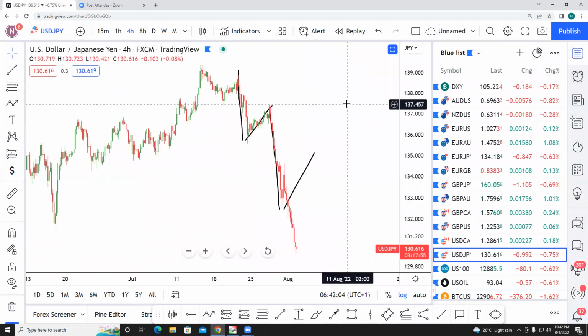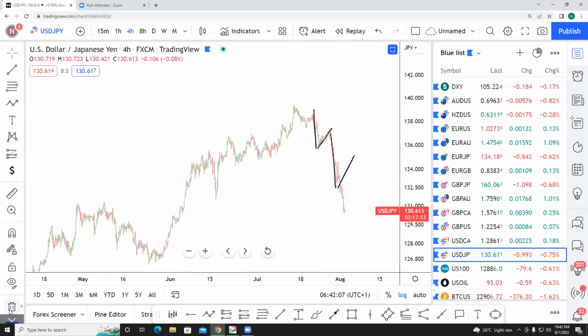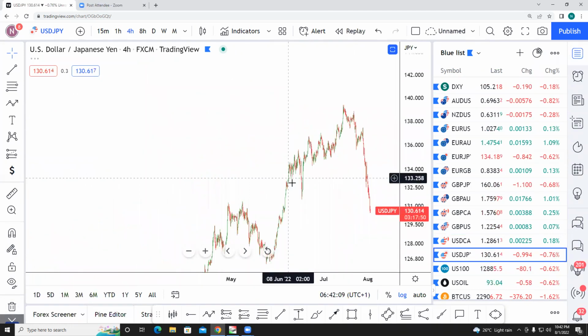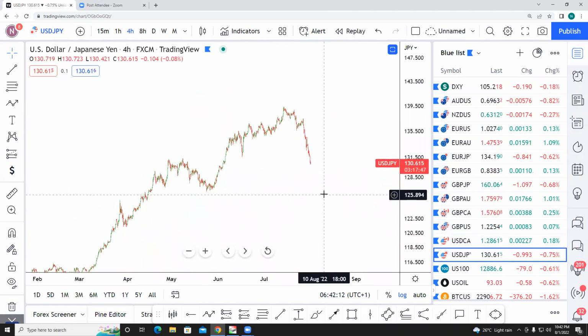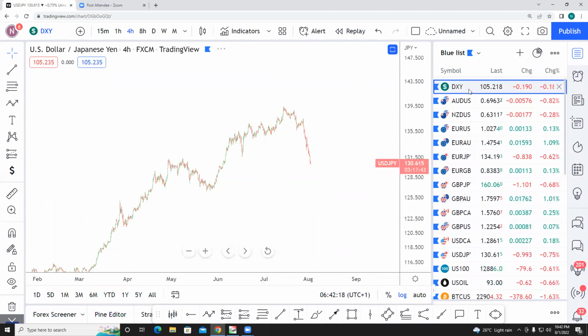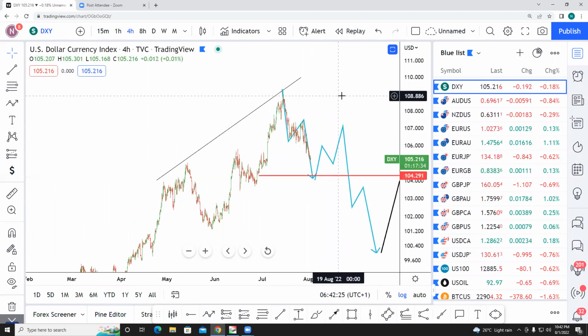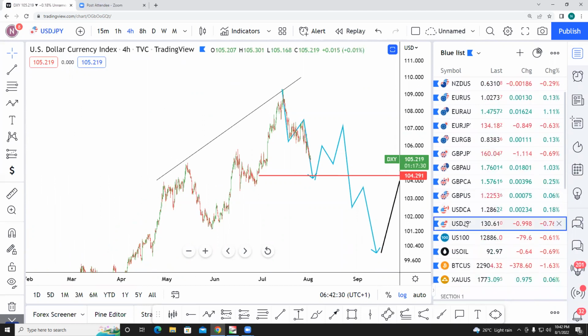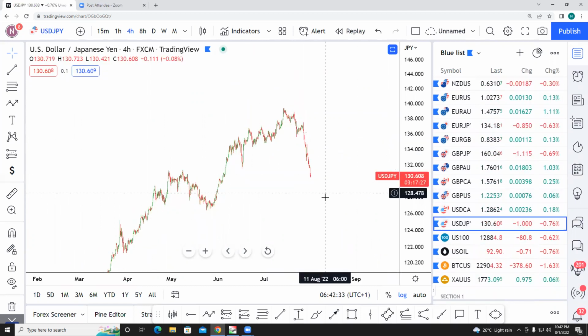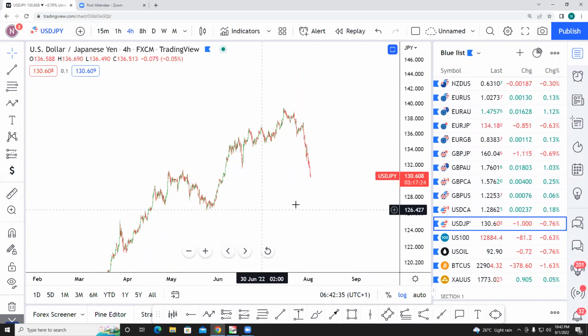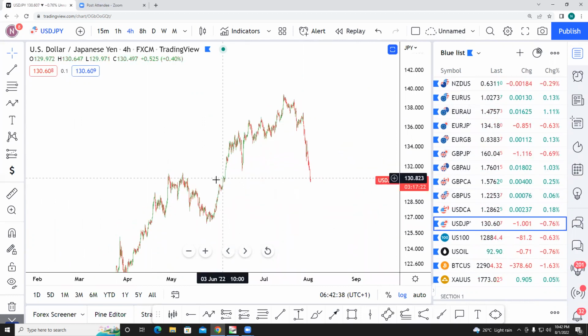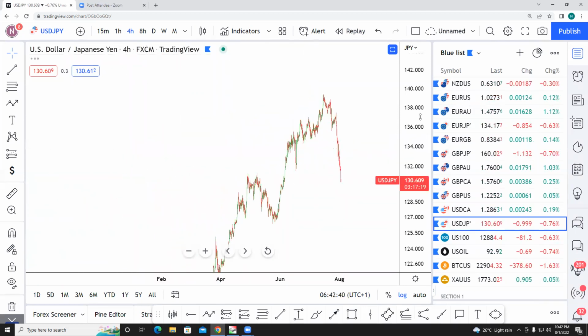UJ, guys, okay, the move in UJ is dependent on the move on DXY, because UJ and DXY, they are correlated, okay? And of course, I told you in DXY, we expect it to come to 105 before any reaction, either a pullback or a continuation move to the upside. The same thing is applicable to USD JPY. USD JPY will not stop this sell until DXY gets to 105, where I'm expecting a reaction. Okay, I'm expecting a reaction.